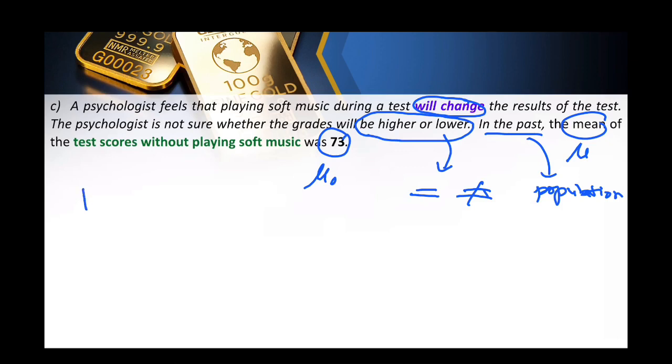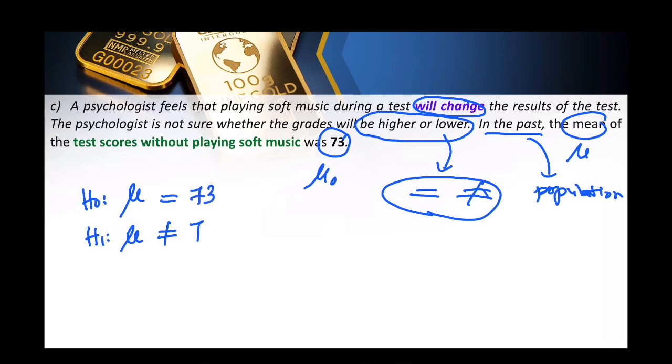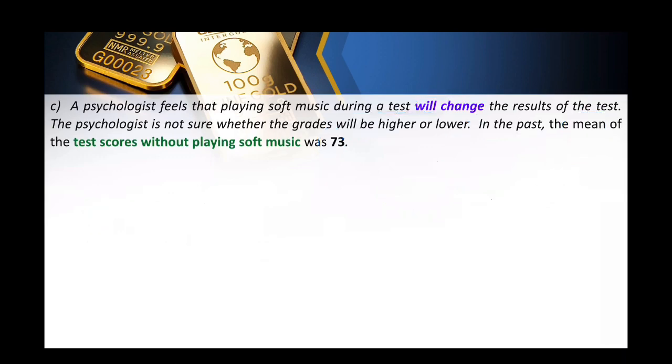So how to write down your hypothesis? H null, H1. You want to write down H null or H1 first? It's up to you. Okay, so the notation is mu. The symbol is equals and unequal. The value for the mu is 73. That's it. Okay, I hope you understand how to formulate the hypothesis. So next we will look at the example for hypothesis testing for one population mean.